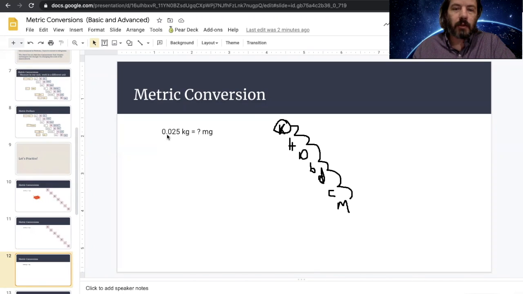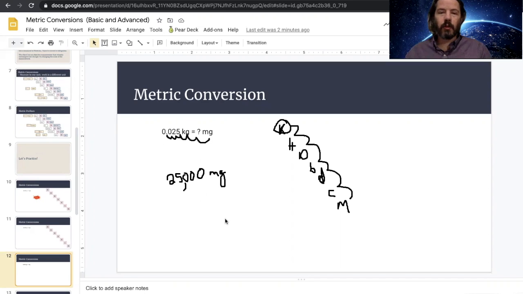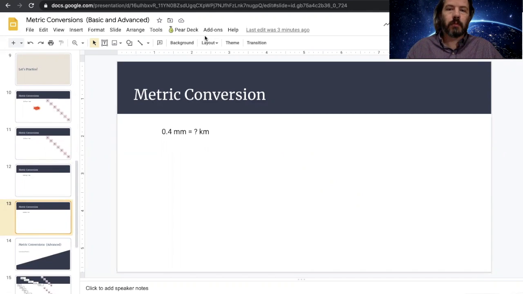So I moved the decimal to the right. 1, 2, 3, 4, 5, 6. So that's going to be 25, and then 1, 2, 3 zeros, so 25,000 milligrams. So 0.025 kilograms is equal to 25,000 milligrams. And that makes sense because it takes a lot of little bitty things to equal something much bigger. Last one. Pause it, try it on your own, and then you can come back and check your answer.